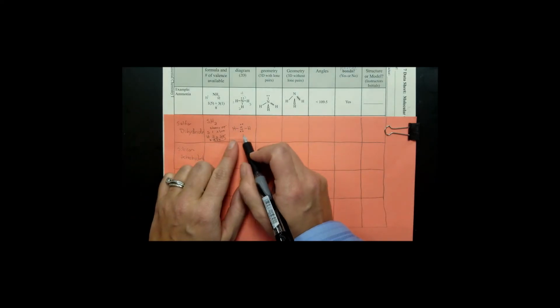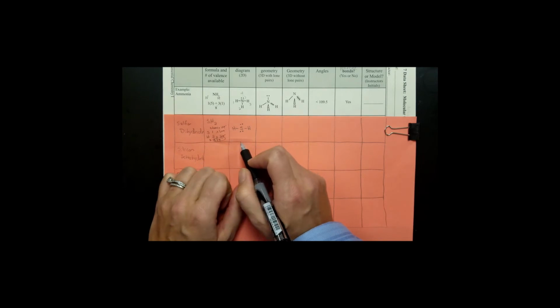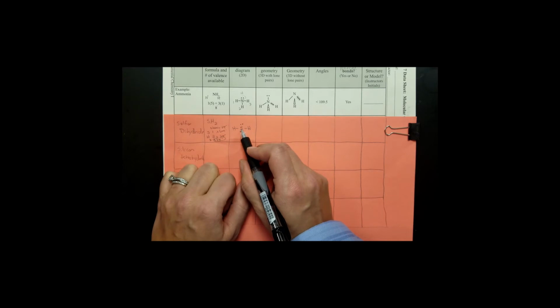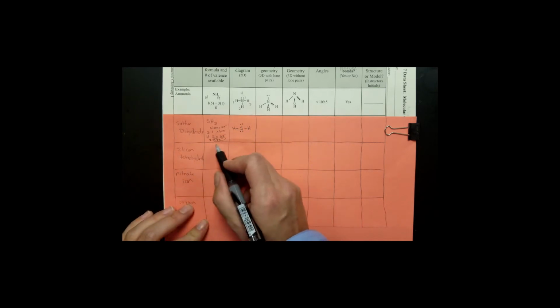So now this is the correct Lewis structure. How do I know that? Well, my hydrogens are happy, each with 2. My sulfur's happy because he has 2, 4, 6, 8. And if I look at my valence electron count, I've used all 8 valence electrons, no more and no less. So my next step is to figure out the shape.